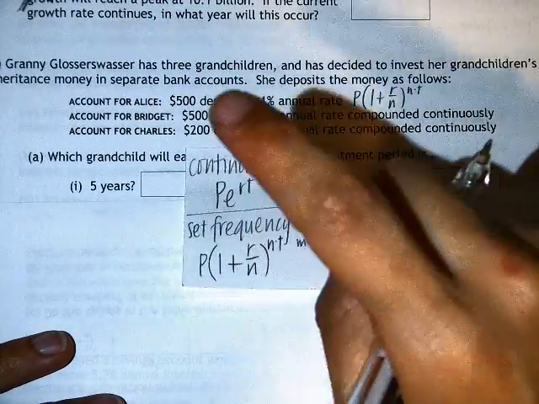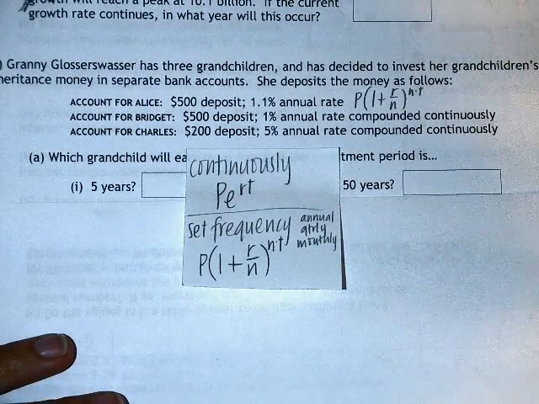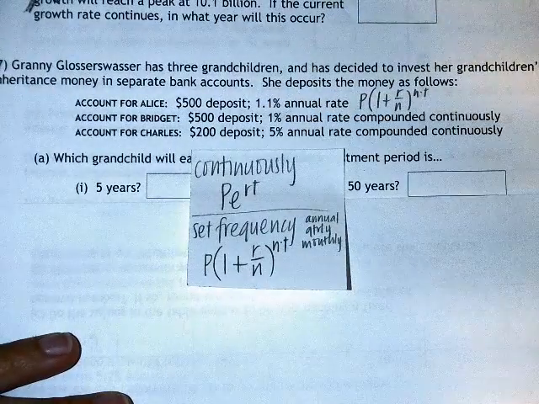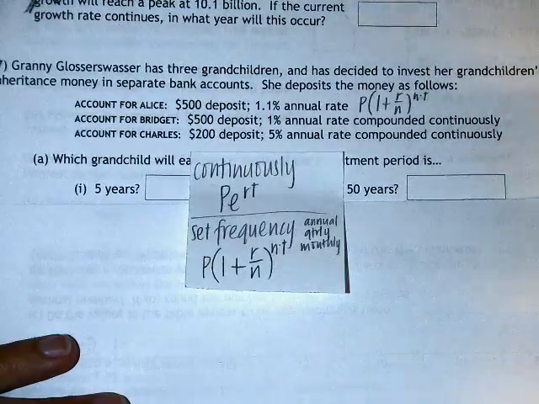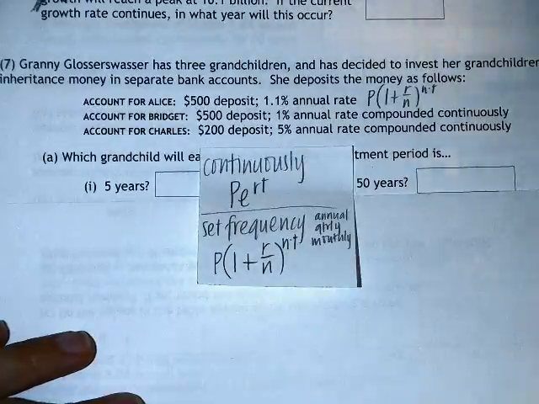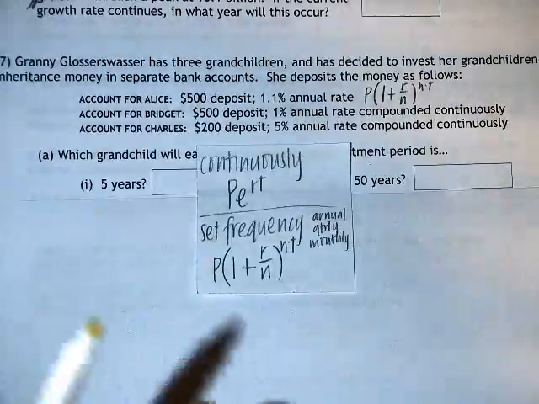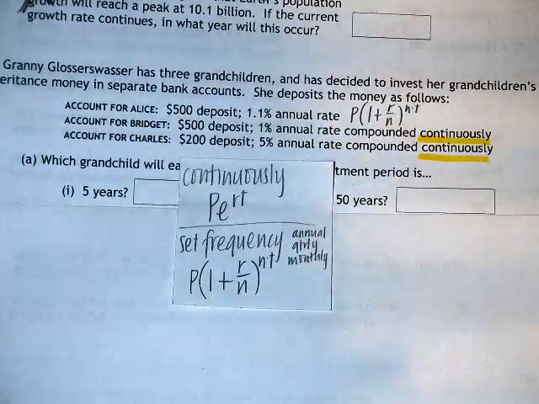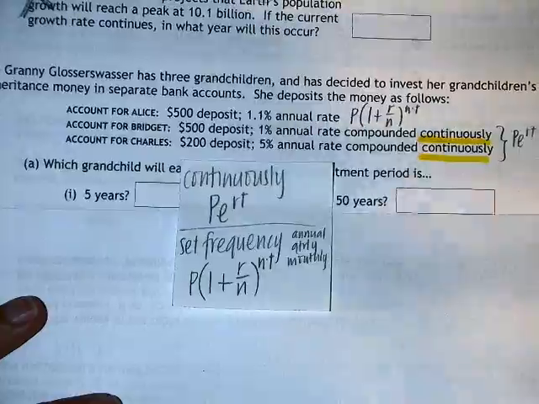That's a set frequency. That's a set amount of time. We're getting the money once a year. To say you're getting it continuously, that's not a set amount of time. Continuous isn't a number. So a set frequency is like this Alice situation, once a year, or quarterly, 4 times a year, monthly, 12 times a year. The set frequency is definitely when you're compounding a set number of times per year, like n is an actual number. Continuous is when it says the word continuously, which you can clearly see in both Bridget and Charles's examples. So that's how I can tell for both of these folks, we're going to be using the PERT formula instead.